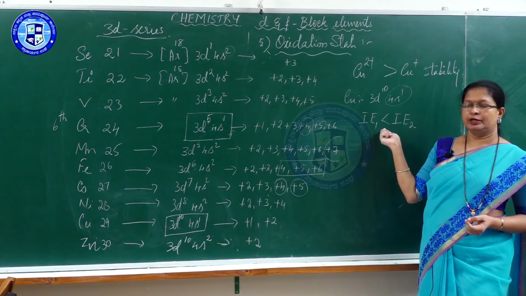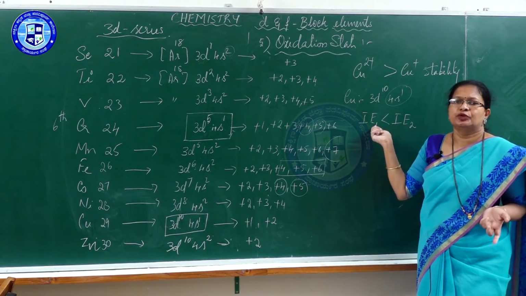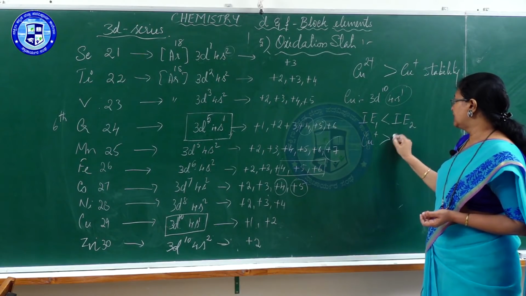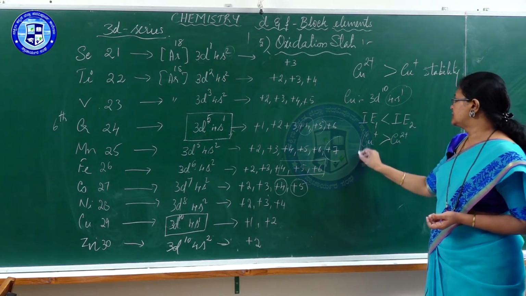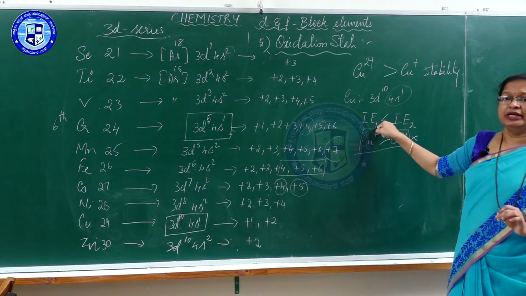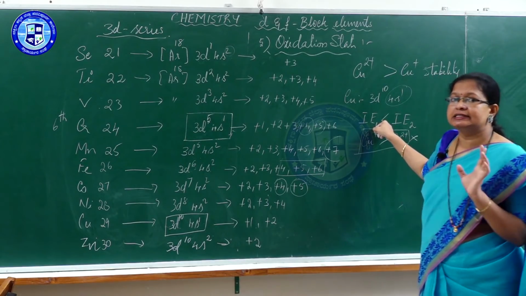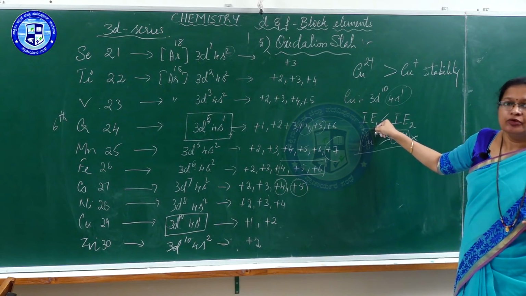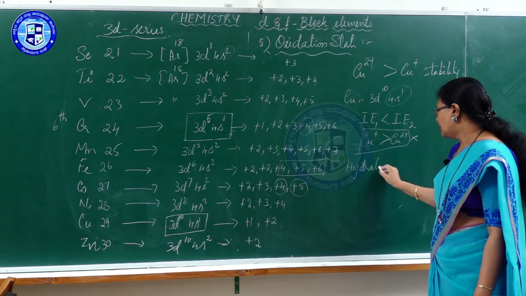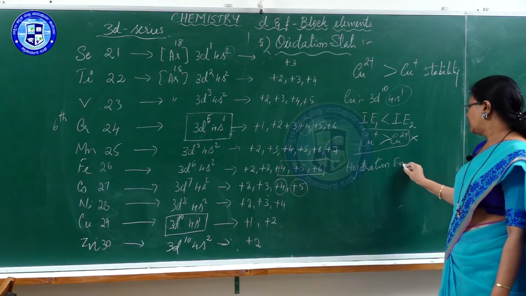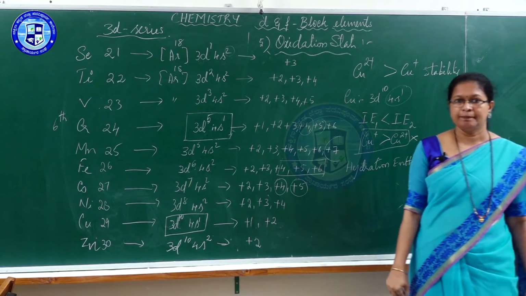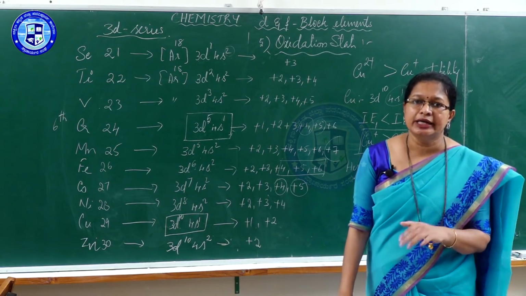Since removal of one electron is easy, formation of cuprous is easy. That means Cu+1 would have been stabler than Cu+2, but this is wrong. This is wrong because ionization potential is not the only factor that decides the stability. There are a few more factors, among which hydration enthalpy is one. Hydration enthalpy.